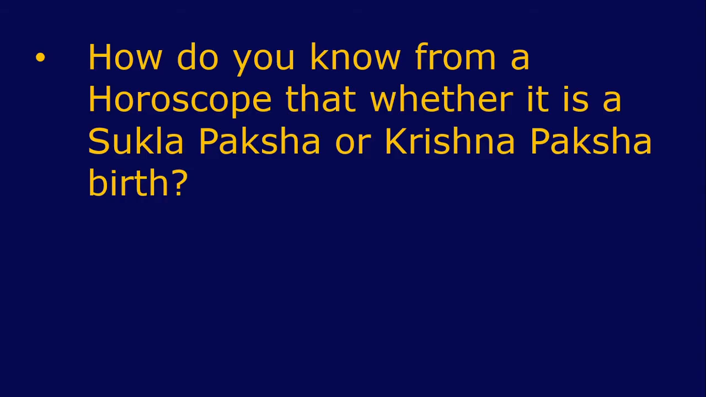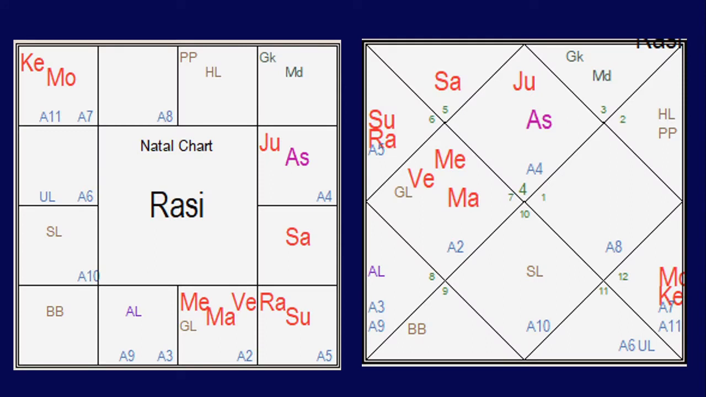Now the second point is, how do you know from a horoscope whether it is a Sukla Paksha or Krishna Paksha birth? If the difference between sun and moon is within 180 degrees, then it is a Sukla Paksha birth. If it is more than 180 degrees, then it is a Krishna Paksha birth.